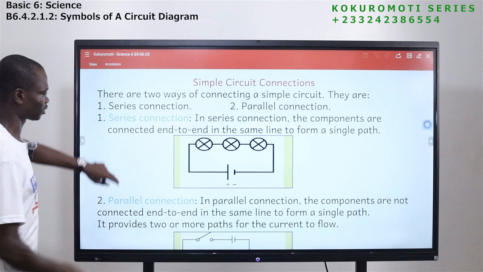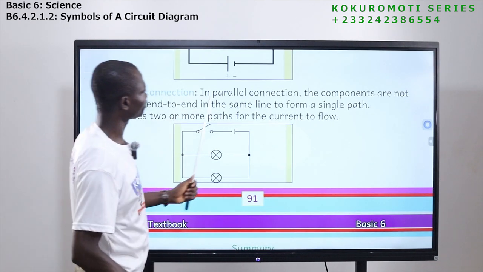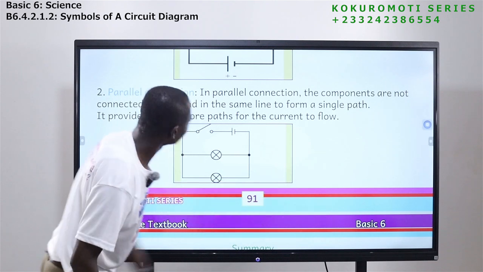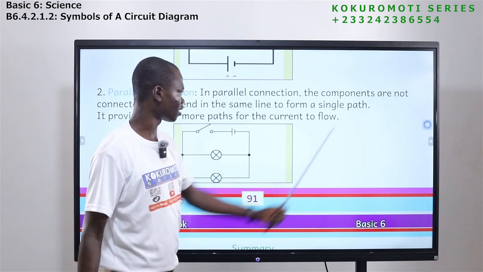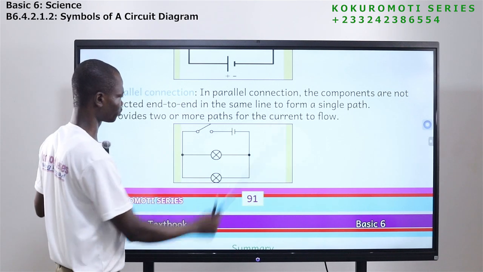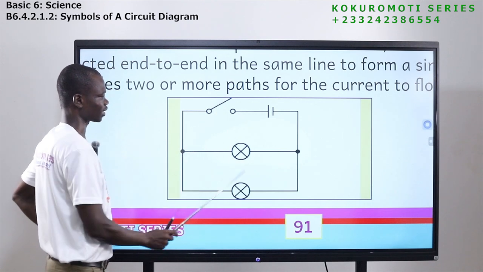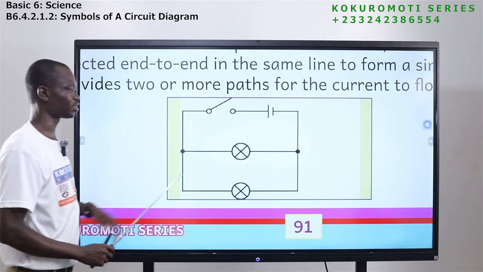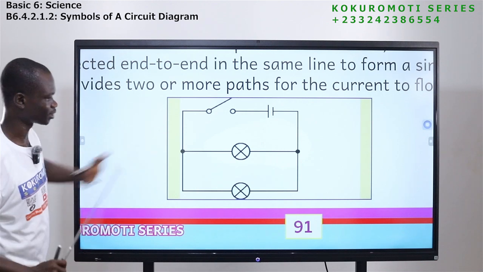Let's look at the other one, parallel. In parallel connection, the components are not connected end to end in the same line to form a single path. It provides two or more paths for the current to flow. If you look at this, the symbols are here, one is here, one is here. You see, they are not in the same line. So this is why this is parallel.